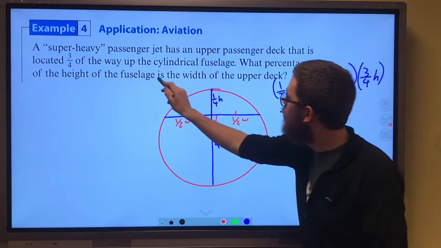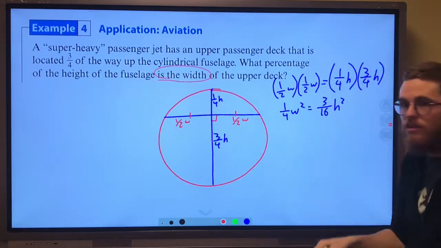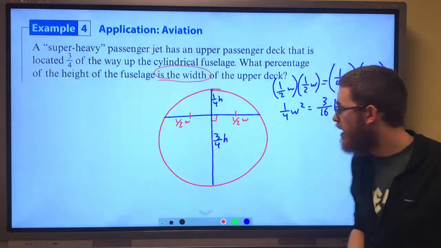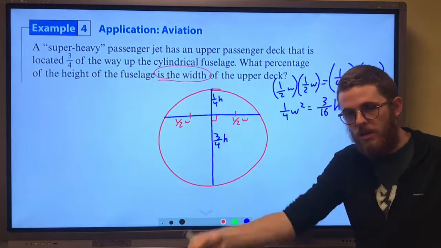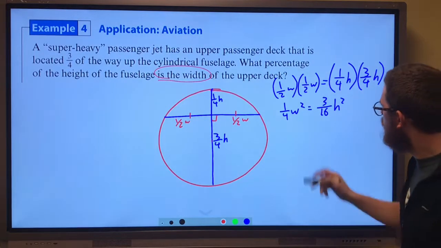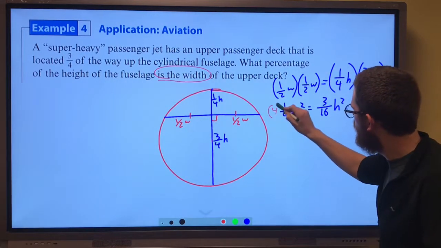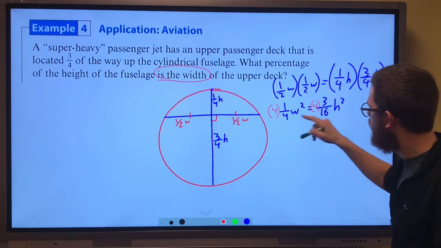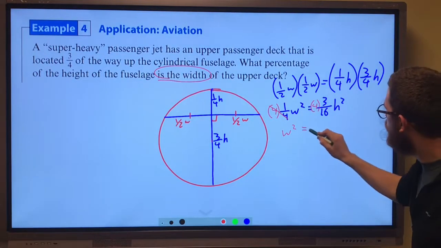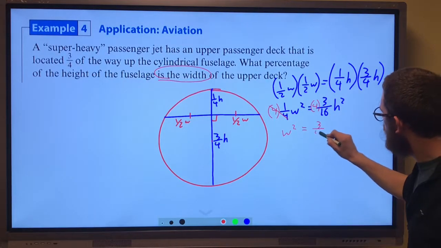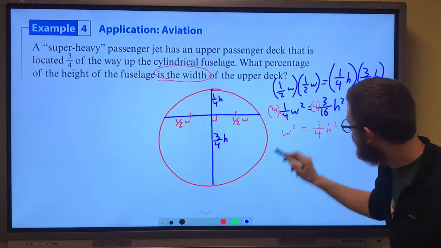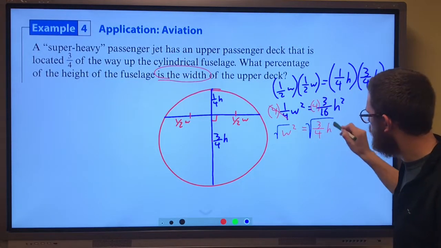Well, I want to know about the width. It says, what percentage of the height of the fuselage is the width? I want W equals. That's my goal. I want to know W equals what? So that's what I'm going to do here. I'm going to multiply both sides by 4, trying to get W by itself as much as possible. That gives me at least W squared equals 3/4 H squared. To get the width completely by itself, I do need to take the square root of both sides.